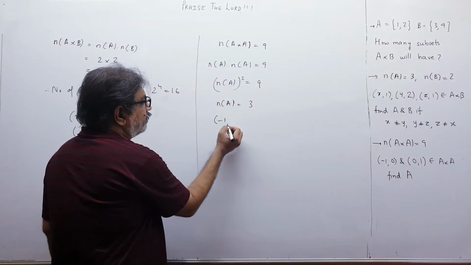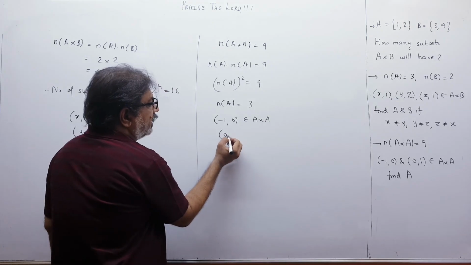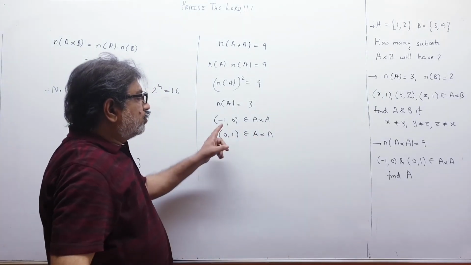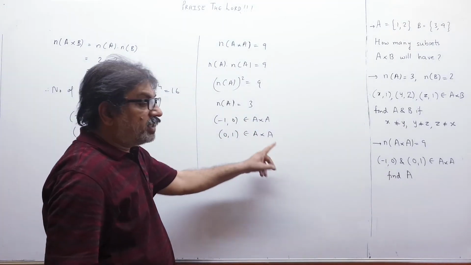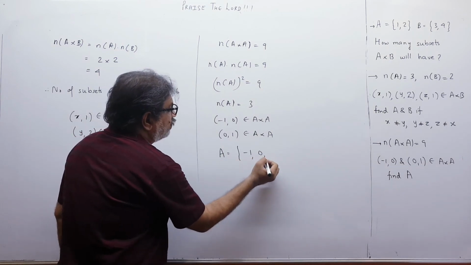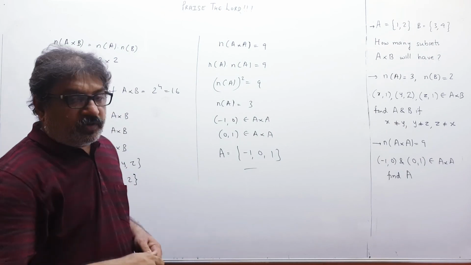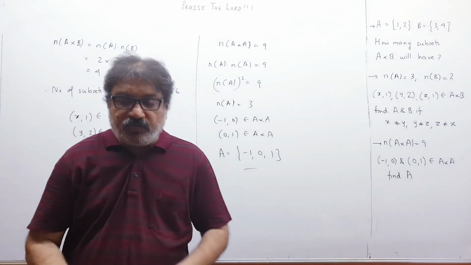It is told to me that (-1,0) belongs to A cross A and (0,1) also belongs to A cross A. So -1 is in A, 0 is in A, 0 is in A, 1 is in A. So what are the elements of A, children? -1, 0 and 1. That's it. Okay, so this was a brief introduction about the Cartesian product of sets. Thank you children, God bless you.